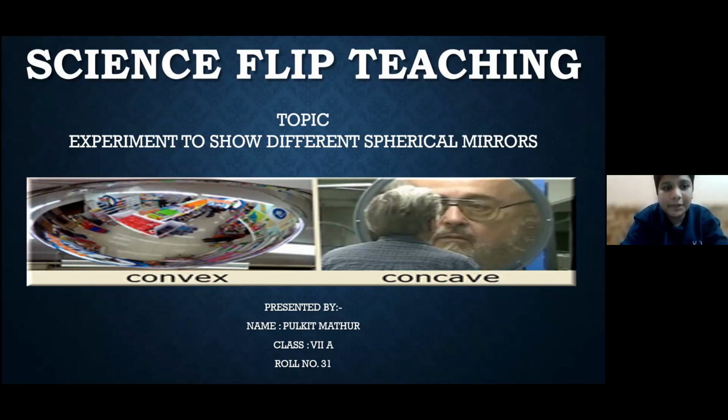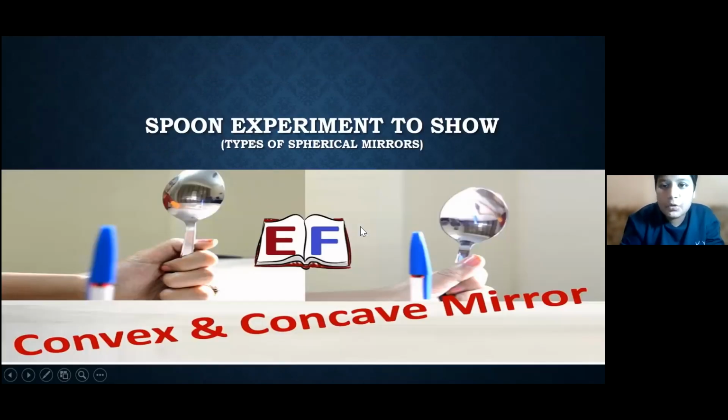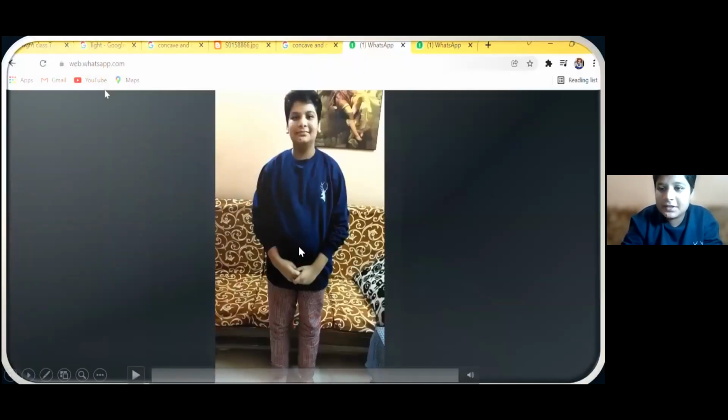Good afternoon, everyone. Today I am doing the flip teaching of chapter 15, Light. The topic is an experiment to show different spherical mirrors. What are spherical mirrors? A spherical mirror is a mirror with a surface that is either concave or convex and forms a portion of a true sphere. Spoon experiment to show types of spherical mirrors.